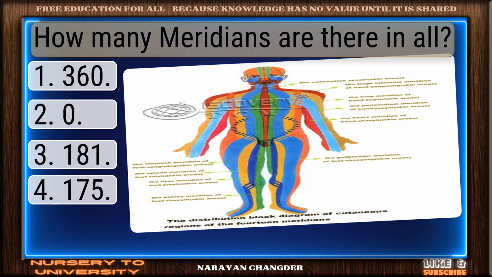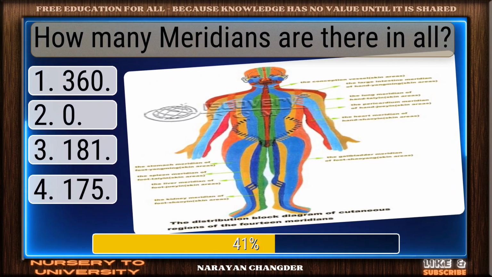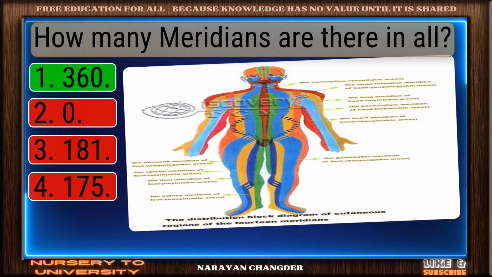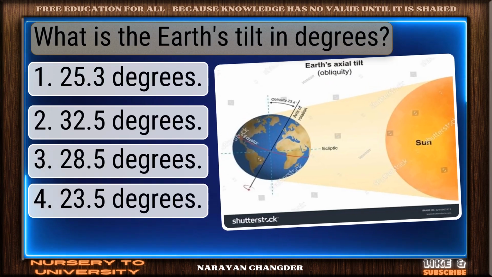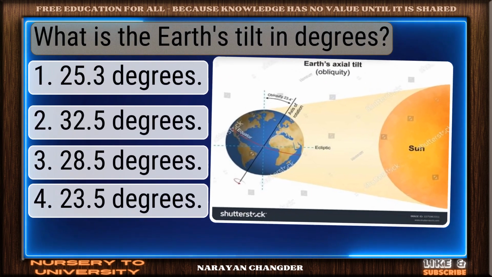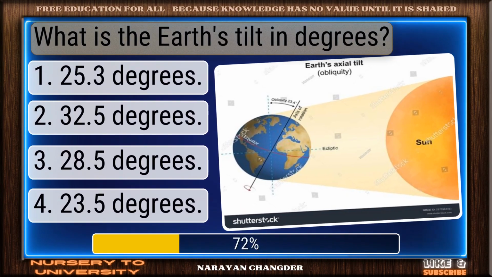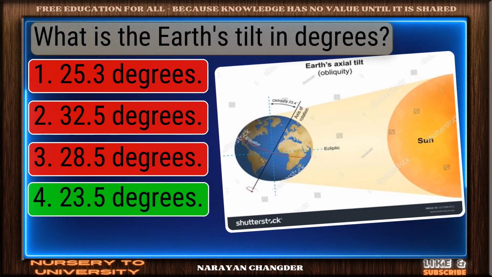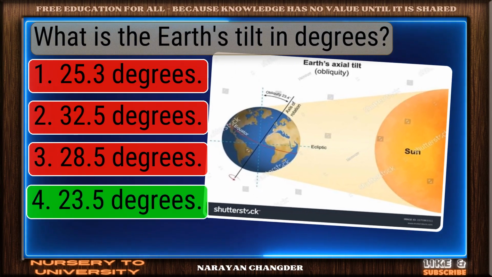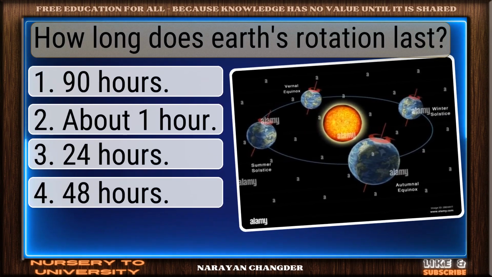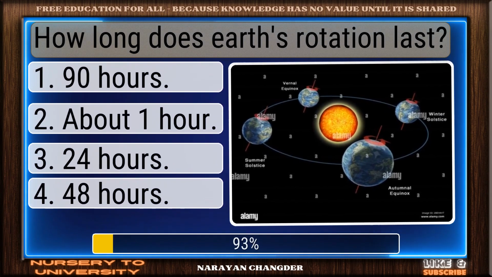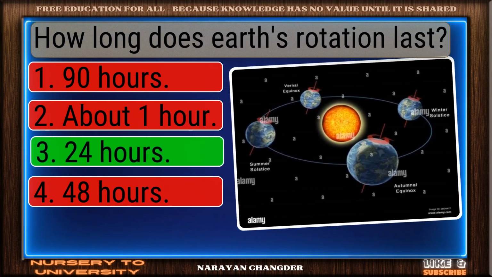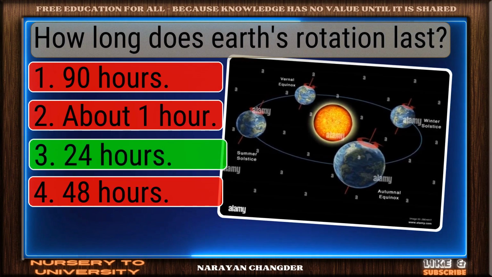How many meridians are there in all? Great thinking. 360 is the right choice. What is the Earth's tilt in degrees? Great job. 23.5 degrees is the accurate answer. How long does Earth's rotation last? Correct response. 24 hours is the most accurate answer.